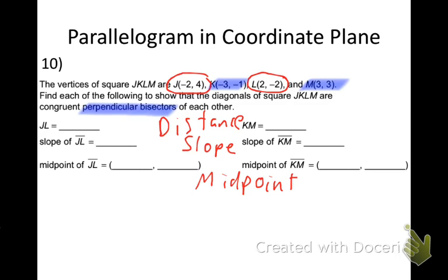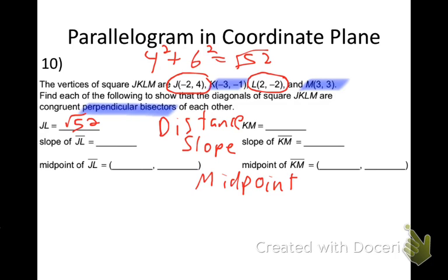I want to find the distance of JL. What is the distance of JL? JL, square root of 52. That is correct. Nice job. So the difference of the x's is 4. The difference of the y's is 6. So that's 4 squared plus 6 squared, which gives me 52. Then I need to take the square root.